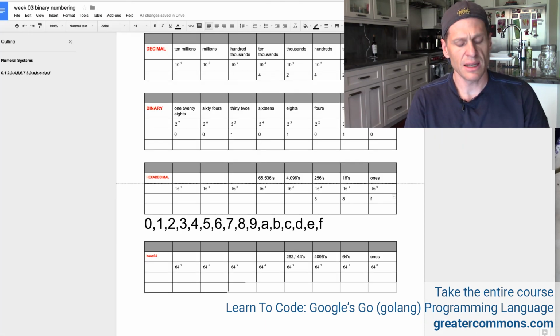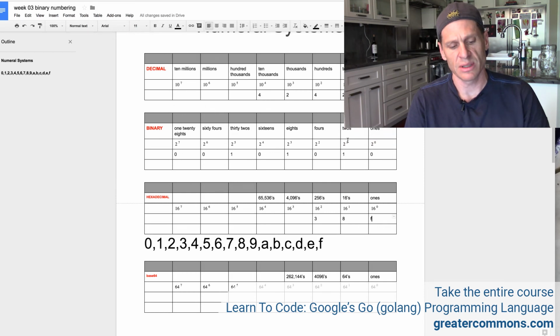All right, so that's a numeral system. That's a decimal numeral system. That's a binary numeral system. That's a hexadecimal numeral system. Pretty cool, that's how it works, and you should know about that. And so now we could go back and look at what we've already learned.